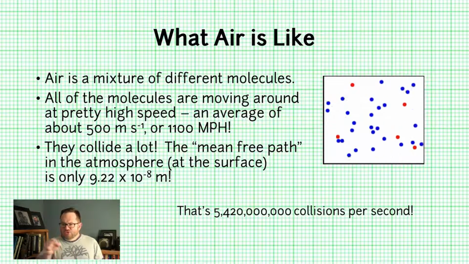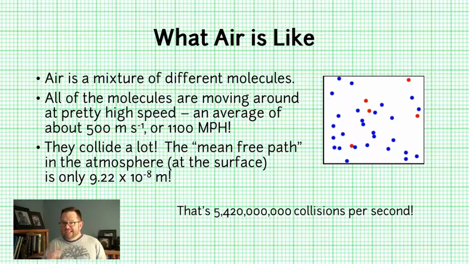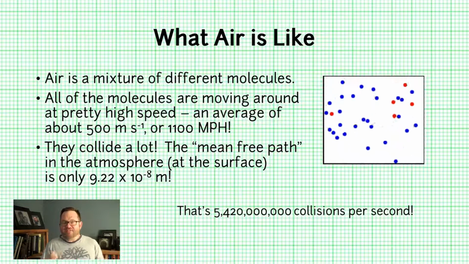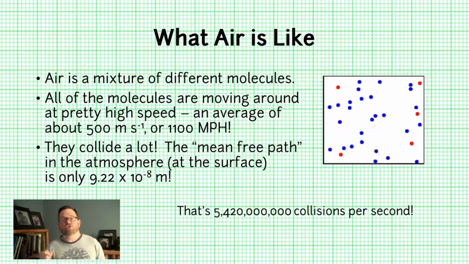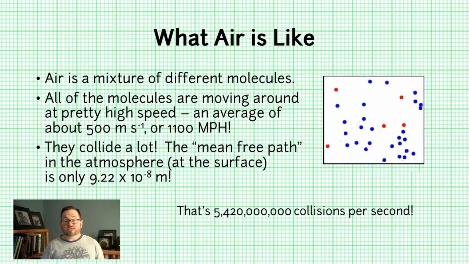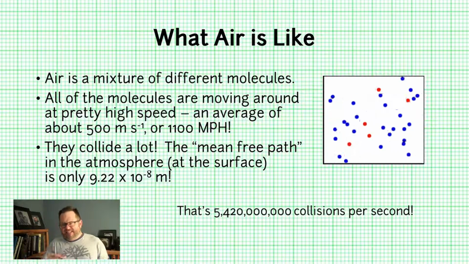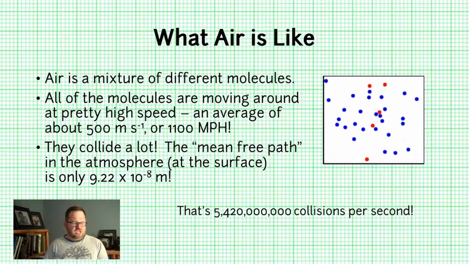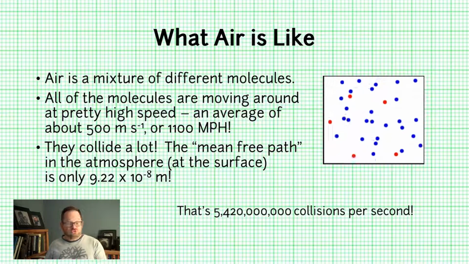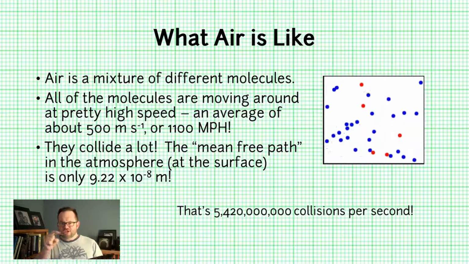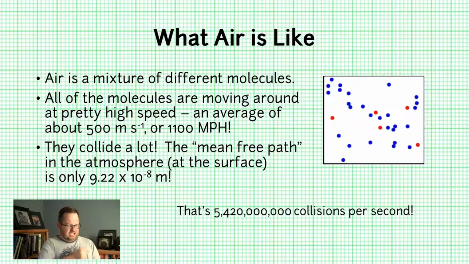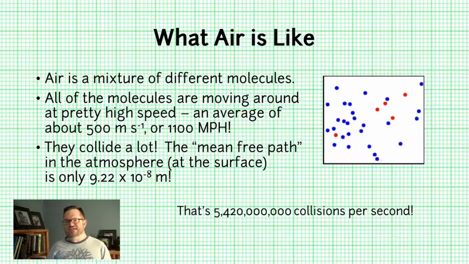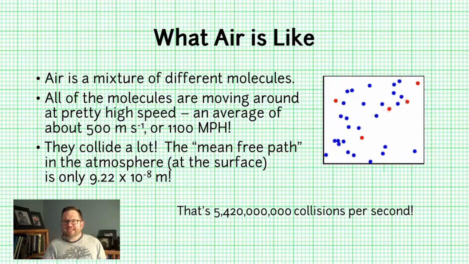And these little molecules are colliding a lot. The mean free path, the average distance an air molecule can go before it collides with another air molecule, at least at the density near the surface of the Earth, is only 9.22 times 10 to the negative 8th meters. In other words, move that decimal place 8 digits over to the left. This is a very, very tiny number.